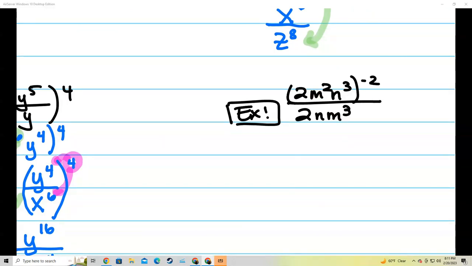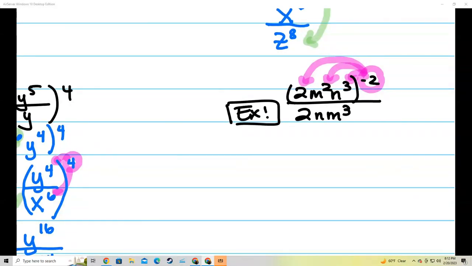So in this case, you are going to have to do this exponent first. Everything inside the parentheses is going to get that negative 2. That means the 2 is going to get the negative 2. The m squared is going to get the negative 2. And the n cubed is also going to get that negative 2. So let me write this as 2 to the negative 2.